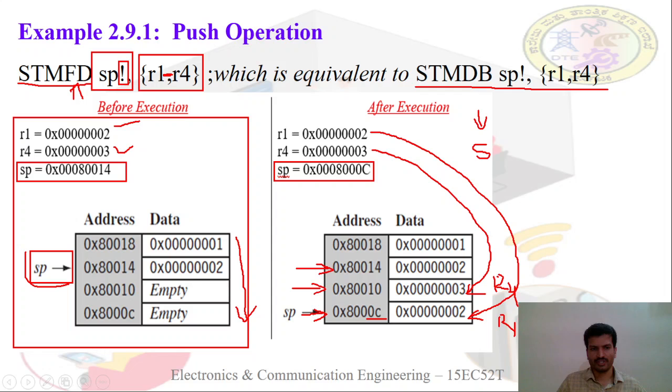so don't confuse here. If I write R1 dash 4, then it means R1, R2, R3, R4, four registers. See here we have mentioned a comma, so R1 comma R4, only two registers, R1 and R4, will be pushed onto the stack memory using FD addressing mode. So STM FD is equivalent to the STMDB instruction.